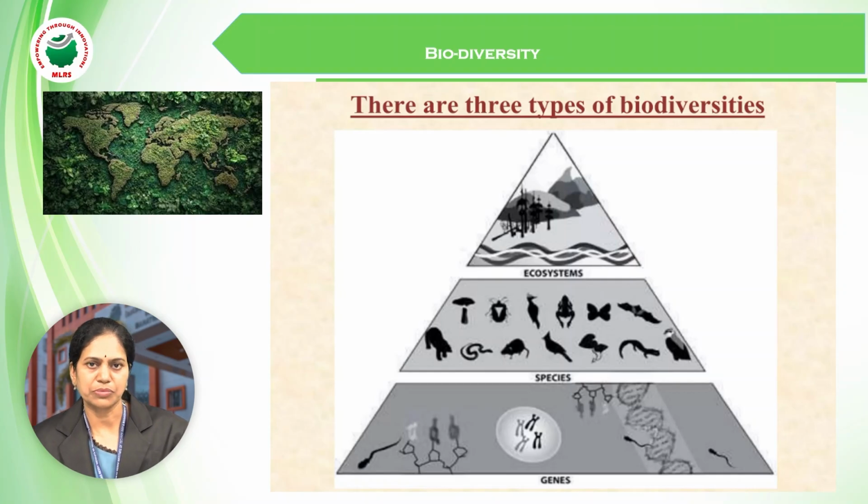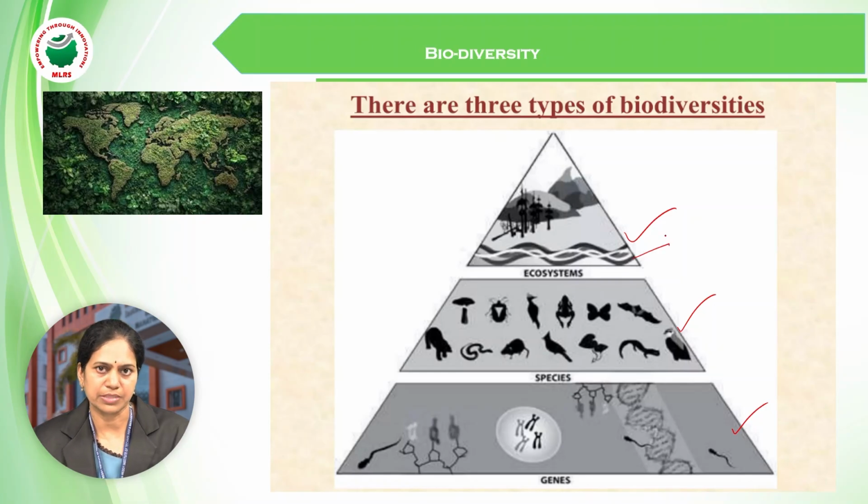Next, what are the levels of biodiversity? As I was saying in the introduction, we are going to talk about the levels of biodiversity also. There are 3 levels of biodiversity. First is genetic diversity, then we have species diversity, then ecosystem diversity. So what is genetic biodiversity?